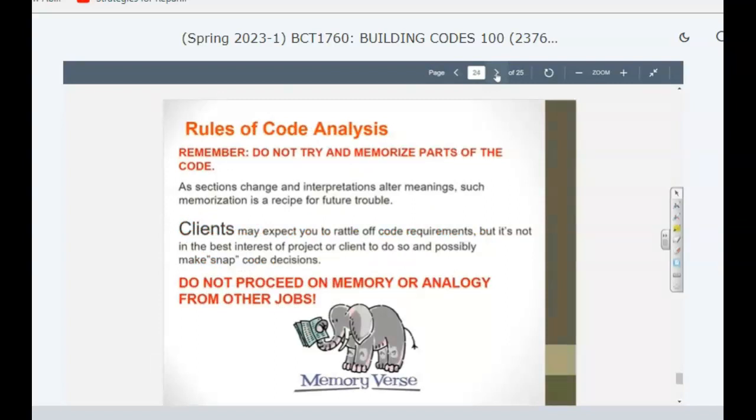Remember, do not try to memorize parts of the code. Remember where stuff is, but codes can change every 3 years. There can be an addition. As sections change and interpretations alter meanings, memorization is a recipe for future trouble. Clients may expect you to rattle off code requirements, but it's not in the best interest of a project or client to do so and possibly make snap code decisions. Do not proceed on memory or past experience from other jobs.